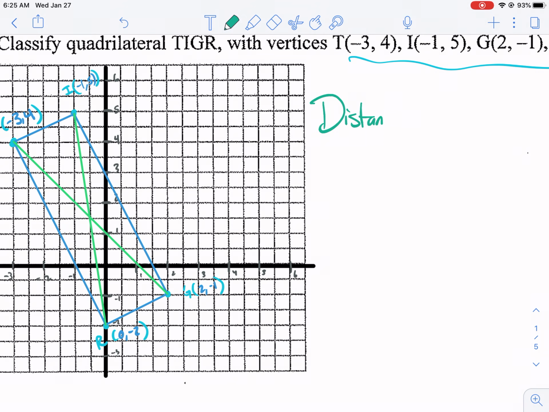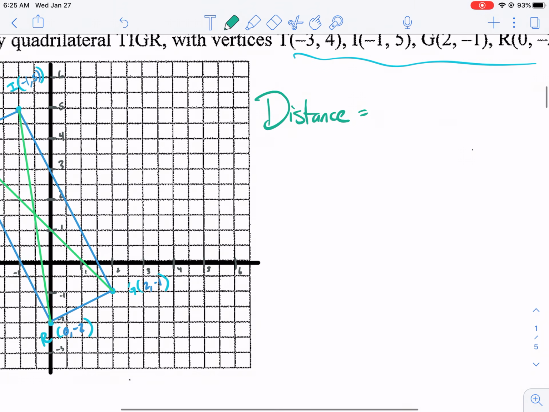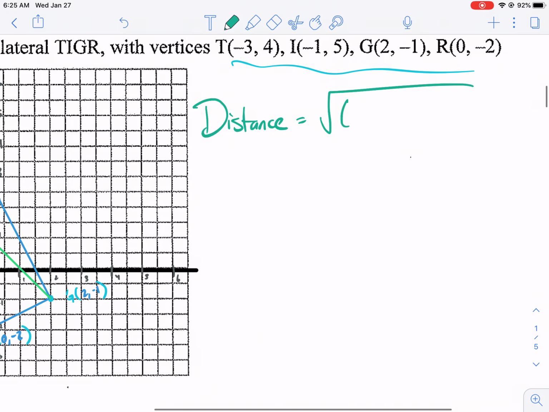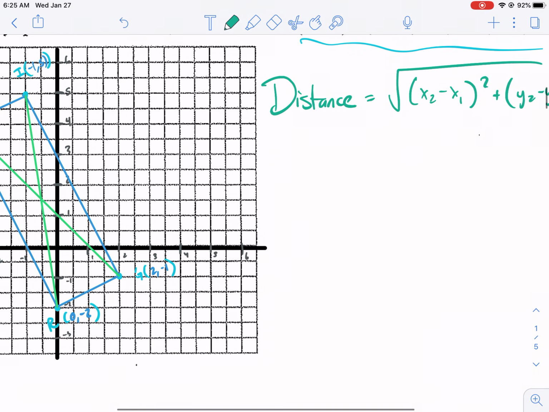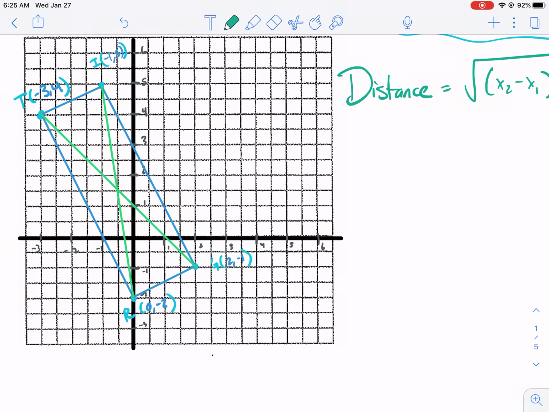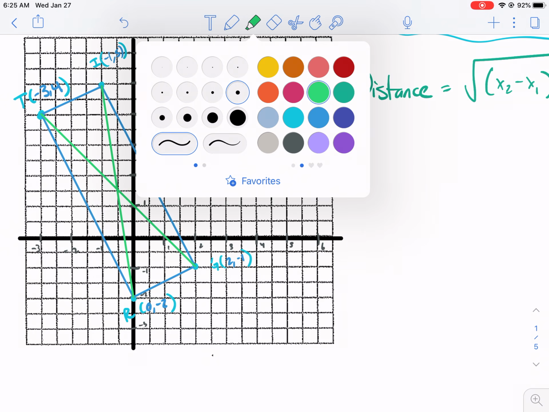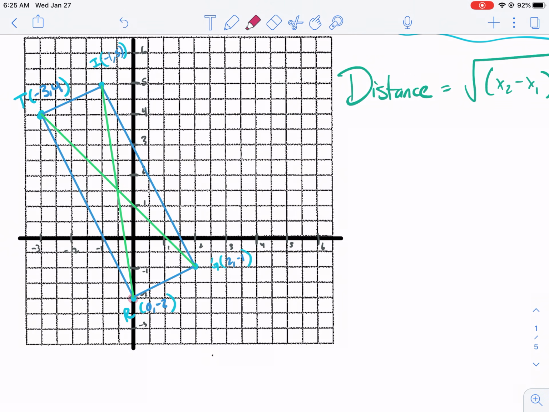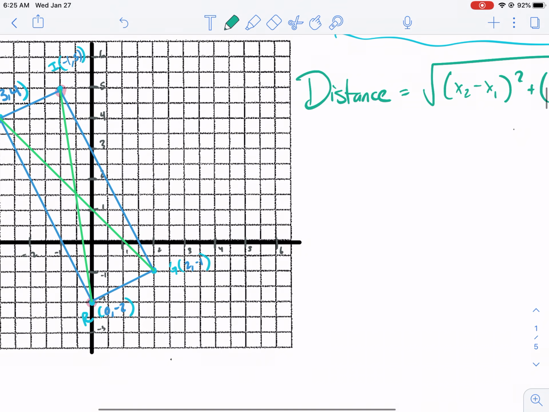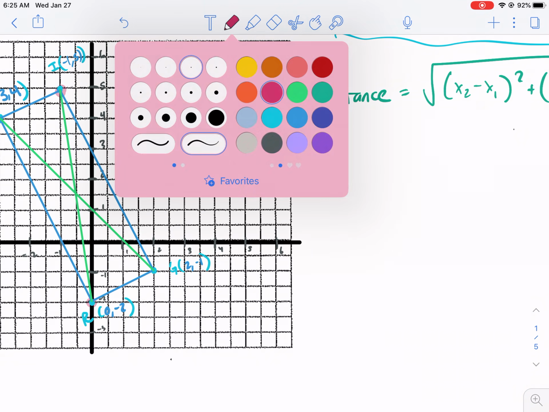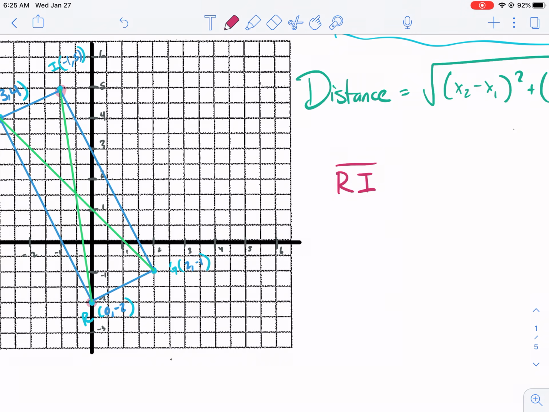So if I'm trying to find if two diagonals are congruent, I'm going to be using the distance formula. The distance formula is the square root of the difference in x's, x2 minus x1, squared, plus the difference in y's. I'm going to use the distance formula on R and I. So RI, that diagonal we're trying to find, is going to be equal to.